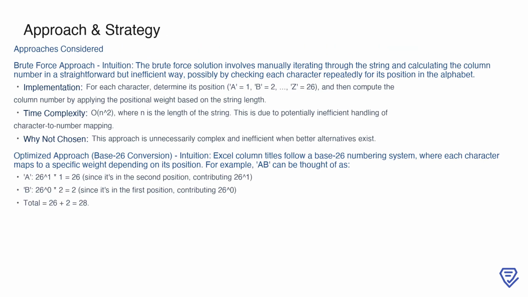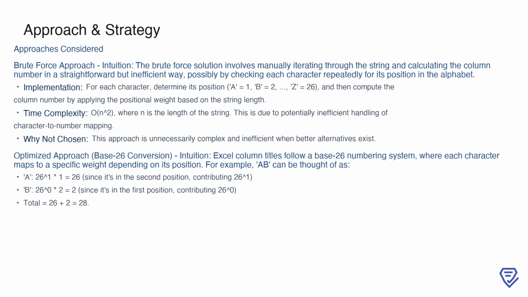To solve the problem of converting an Excel column title into its corresponding column number, we first considered different approaches. The brute force method provides a straightforward but inefficient way to calculate the column number. Here, we manually iterate through the string and determine the position of each character in the alphabet. For example, A maps to 1, B to 2, and so on. Using these values, we calculate the column number by applying a positional weight based on the string's length. However, this approach involves repeated calculations that make it unnecessarily complex. Its time complexity is n squared, which is inefficient for longer strings.